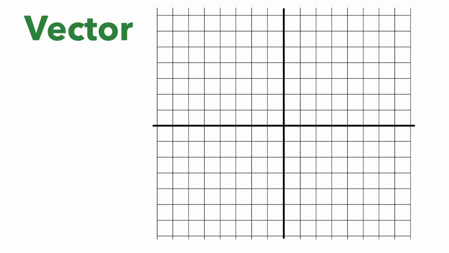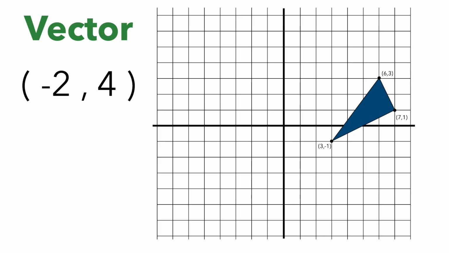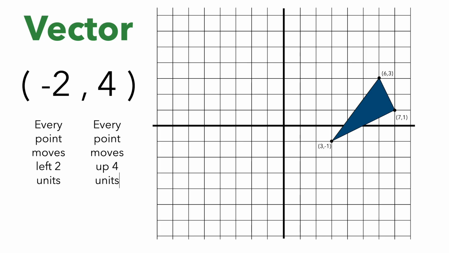Let's do one more example here. Here we're going to have a triangle with the given points there, and the new vector is going to be -2, 4. So it means every x point is going to move to the left 2 units, and every y point is going to move up 4 units. So let's do that. First, we're going to move to the left 2 units, and then up 4 units, and there is our new translated shape, exactly the same as the other one, just now in a different spot on the coordinate plane.